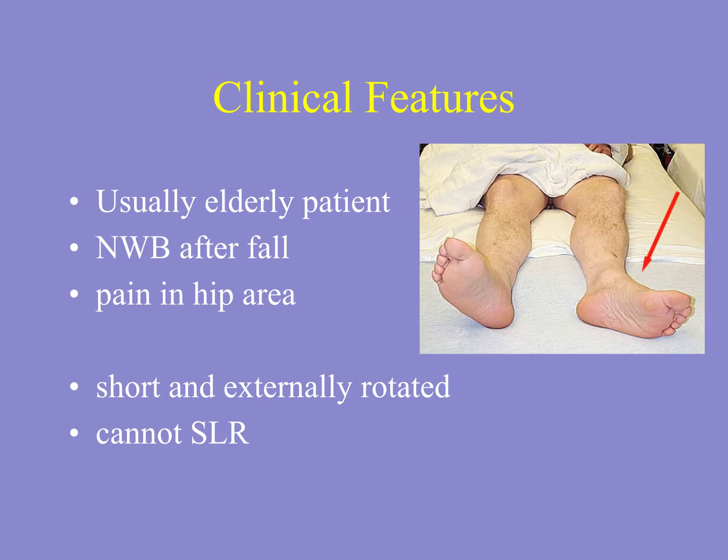There are two groups of patients who suffer from hip fractures. One group is young. They have been involved in quite major trauma, and this has resulted in the fracture of very strong bone. The second group, which are by far the commonest group that you're going to see, are elderly patients. They've fallen from a standing height normally, and they've been non-weight bearing, unable to get up, and they complain of pain in the hip area. On examination, you may find that their leg is short and externally rotated. Quite often, they can't straight leg raise.